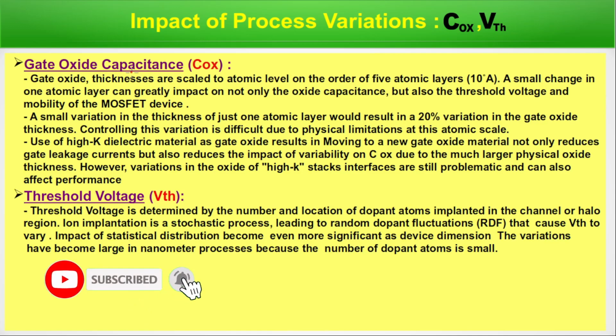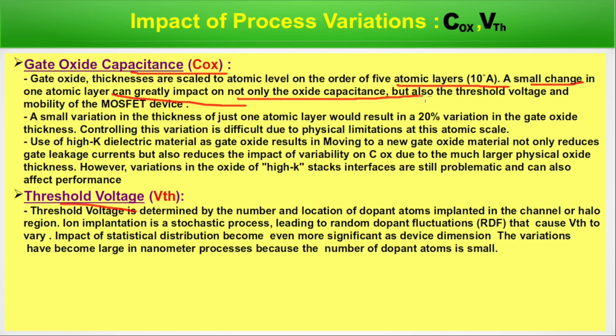Now gate oxide capacitance, COX, and threshold voltage. Gate oxide thicknesses are scaled to atomic level, on the order of 5 atomic layers, that is 10 angstrom. A small change in one atomic layer can greatly impact not only oxide capacitance but also the threshold voltage and mobility of the MOSFET device. A small variation in thickness of just one atomic layer would result in 20% variation in gate oxide thickness.